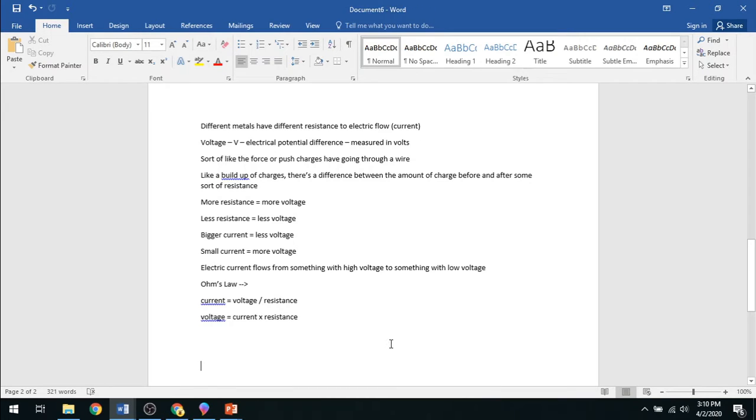Okay, so now we've learned a lot about electricity, but what do we actually do with it? How do we actually use it? Well, to explain that, we're going to talk about electrical circuits.